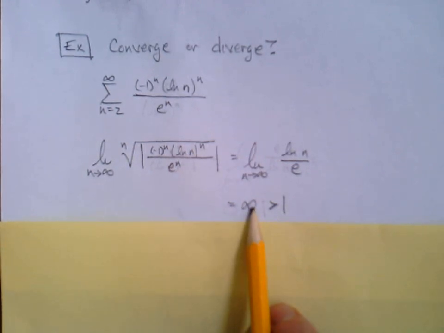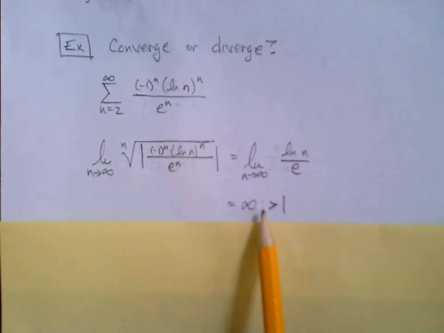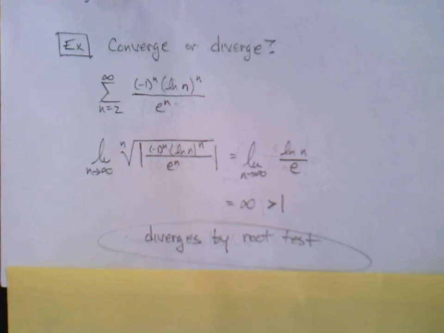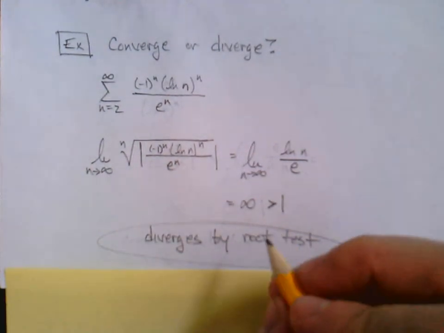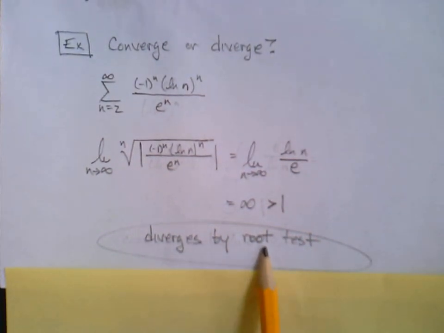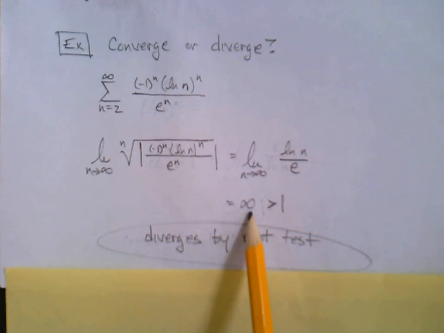Infinity. Think, okay, if my answer is infinity, what does that mean? Well, it's all about 1, right? So if this is bigger than 1, then what does that mean for the original series? If your answer is anything bigger than 1, let alone infinity, it diverges by the root test. I guess to be really clear, it doesn't diverge because it's infinity, it diverges because it's bigger than 1. So if it was 2, if that came out to be 2, it'd still diverge.